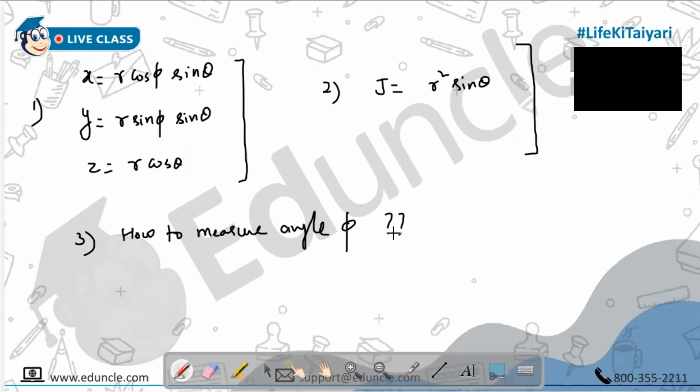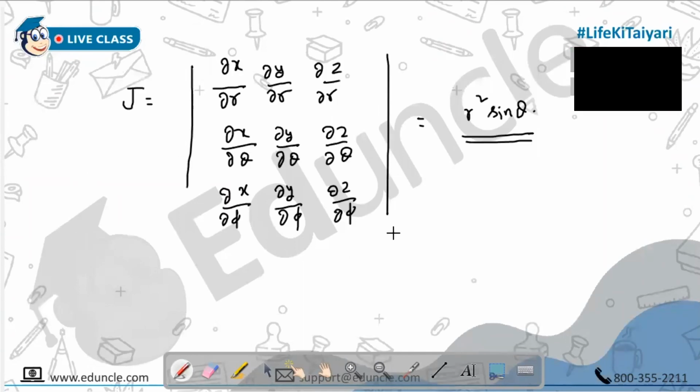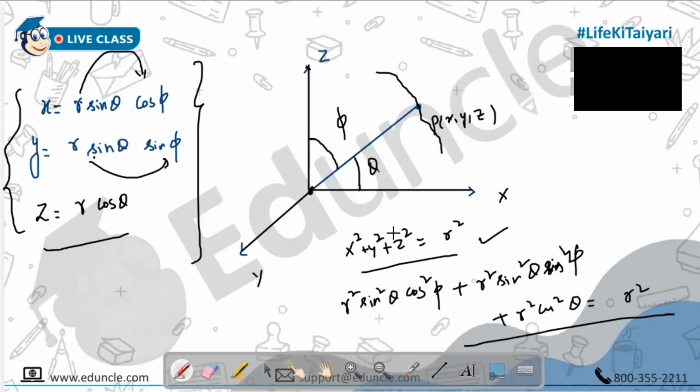बट मैं पूछ रहा हूँ एंगल फाई मतलब 180 तो... नहीं समझ में आया सर. फाई क्या मतलब? फाई एक सिंबल होता है.